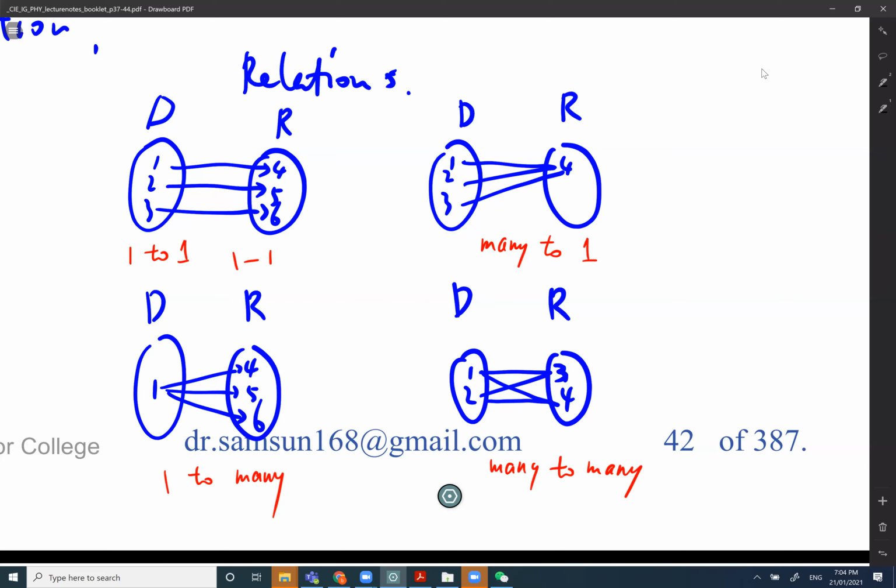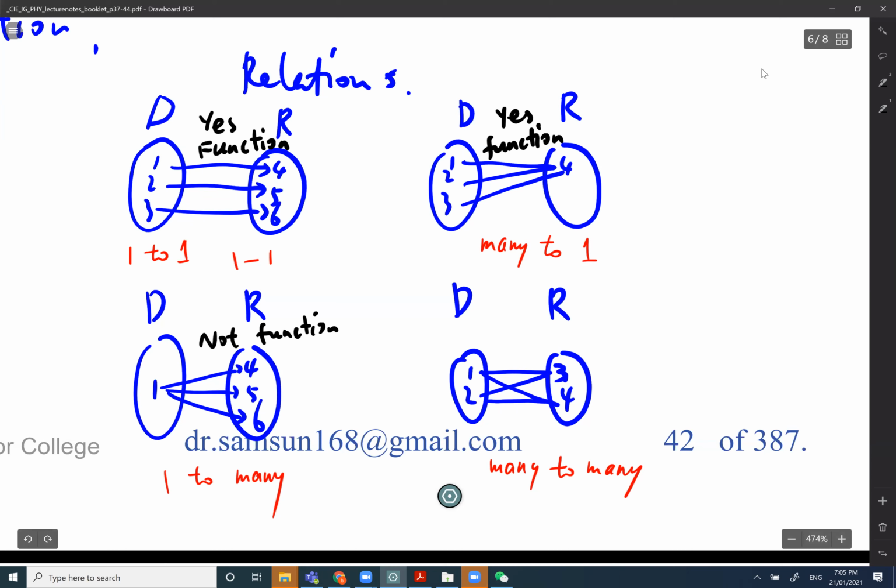Inside these 4 cases, 2 cases are function. Which 2? Is it the first one? Oh yeah, it is function. Isabella, what's the other one? Okay, yeah. Many to 1 is a function. This one is not a function. These two are not function.